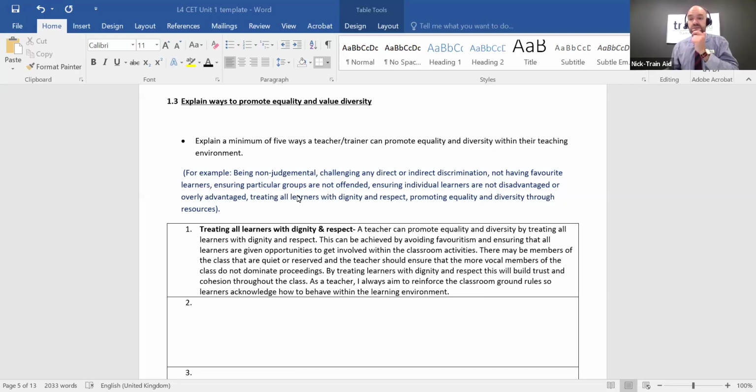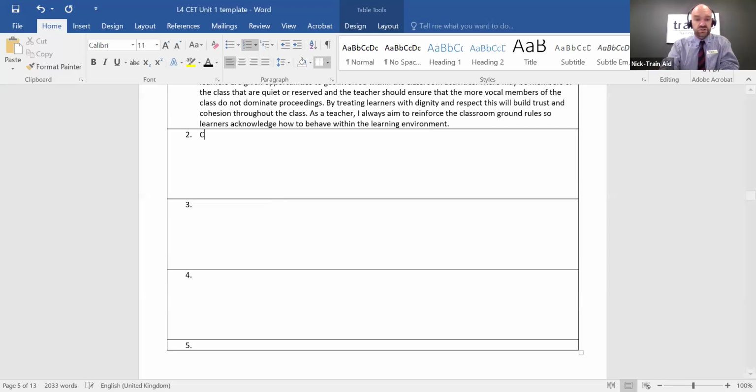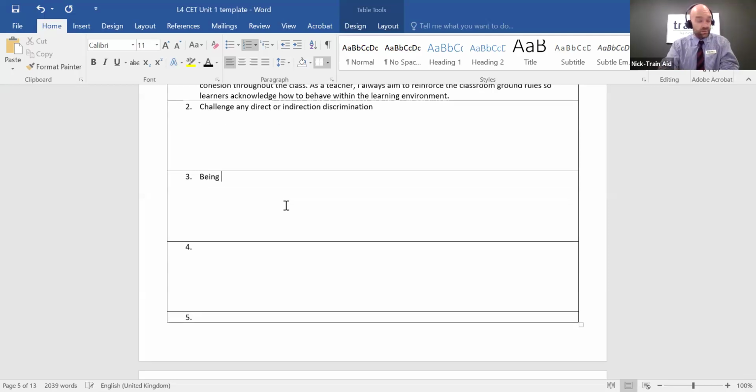So I need to look at my list and come up with 4 more, and I will have a look now. Once again, you can select examples and practical ways from your own experience, so they might not be featured within our template there. I'm going to list down a few. To challenge any direct or indirect discrimination, that could be my second key point, being non-judgmental.